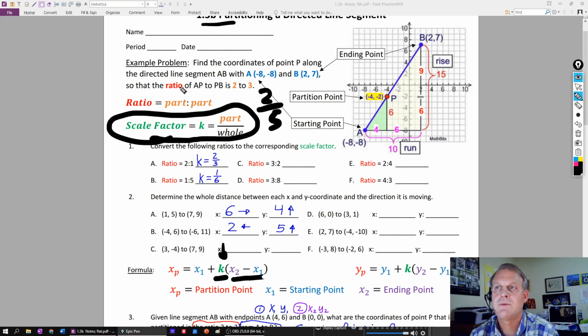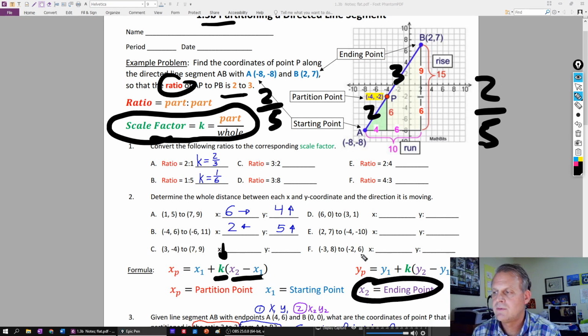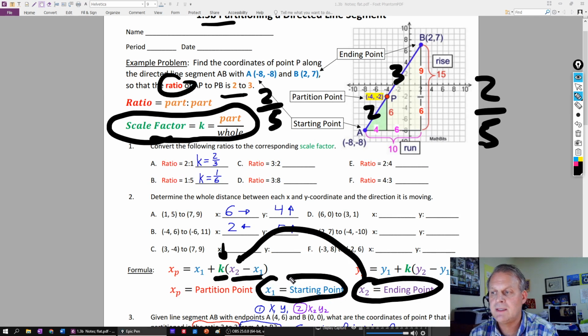Yeah. So we took a ratio of 2 to 3, and it turns into a scale factor of 2 to 5. So our scale factor in this particular example would be 2 over 5. So the ratio is 2 to 3, but the scale factor is 2 to 5. I only want to go 2/5 of the way of the whole. So to get the whole, notice that we do the ending point, that's your x sub 2, minus the starting point.